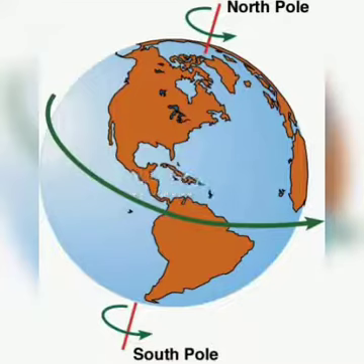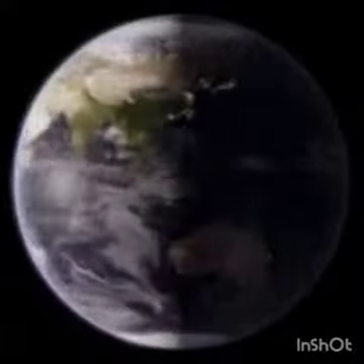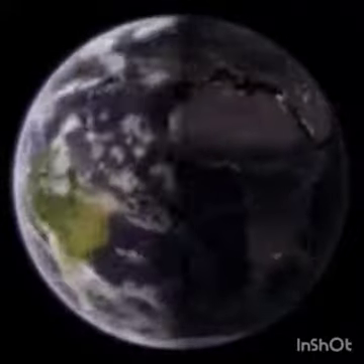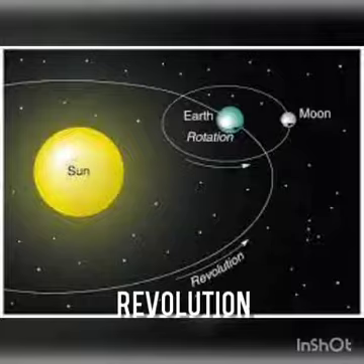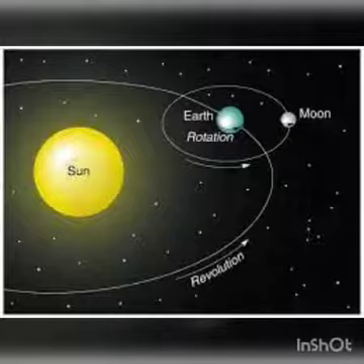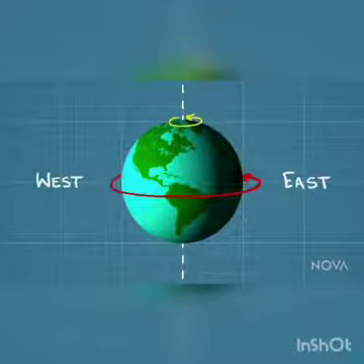Rotation. The movement of Earth on its axis, or you can say Earth spinning in its place, is called rotation. The second motion of the Earth is called revolution. The movement of the Earth around the Sun in a fixed path is called revolution. The Earth revolves from east to west. Now first we will discuss the rotation of the Earth.